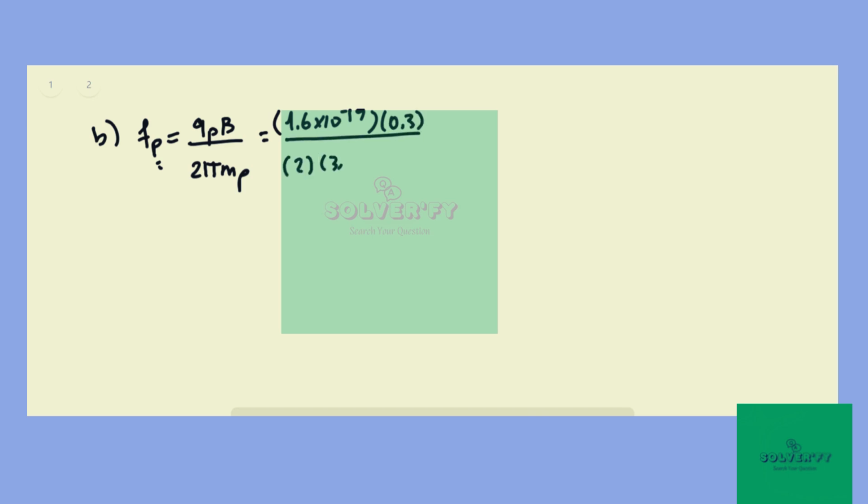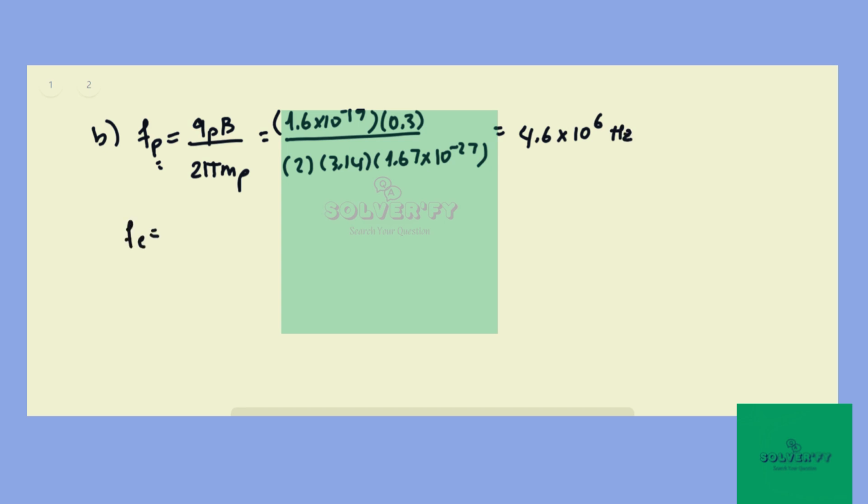Now, in part B, we're asked to calculate the frequency of a proton. So let's remember q_p B over 2 pi m_p. This is again the equation that we derived. I'm just writing it for a proton. So the q for a proton is 1.6 times 10 to the power negative 19. The magnetic field is 0.3, 2 times 3.14. Mass will be 1.67 times 10 to the negative 27. So the frequency of a proton would be 4.6 times 10 to the power 6 hertz.